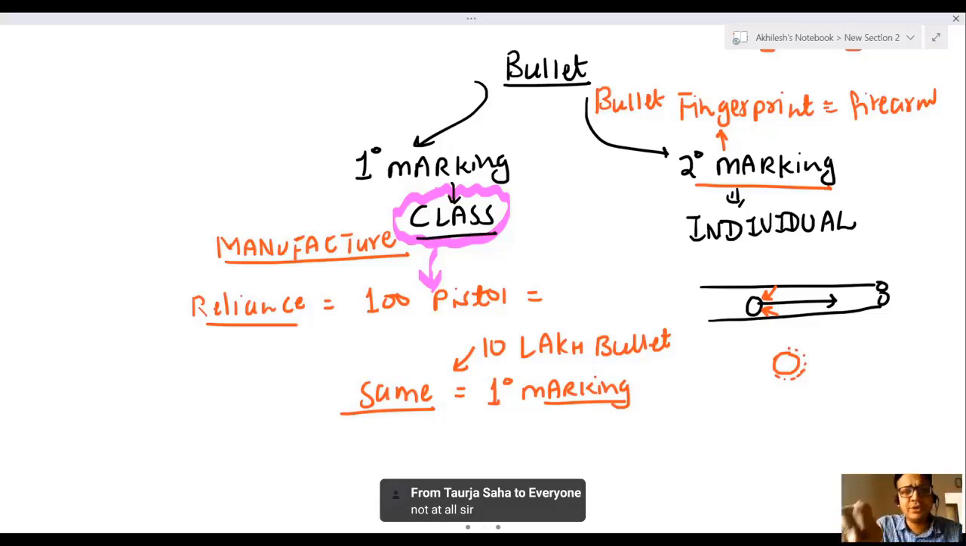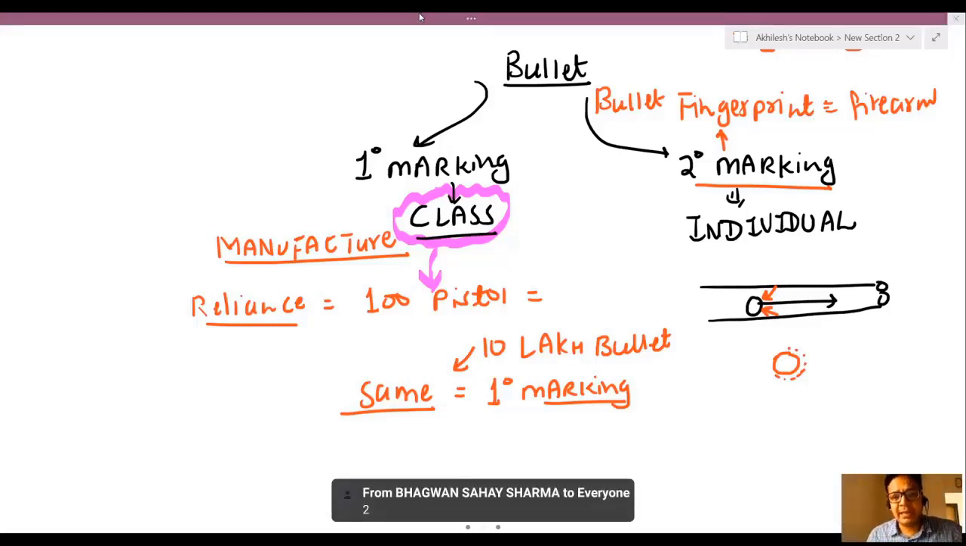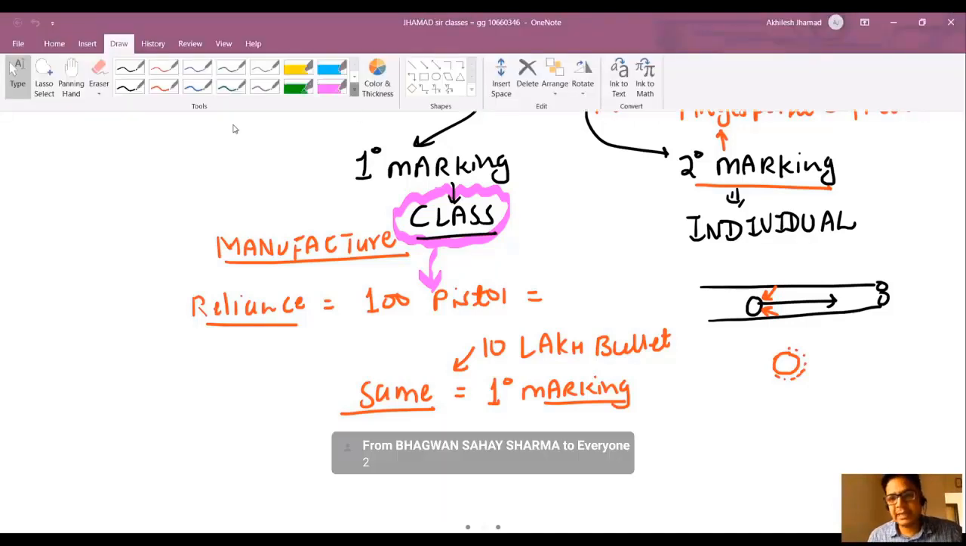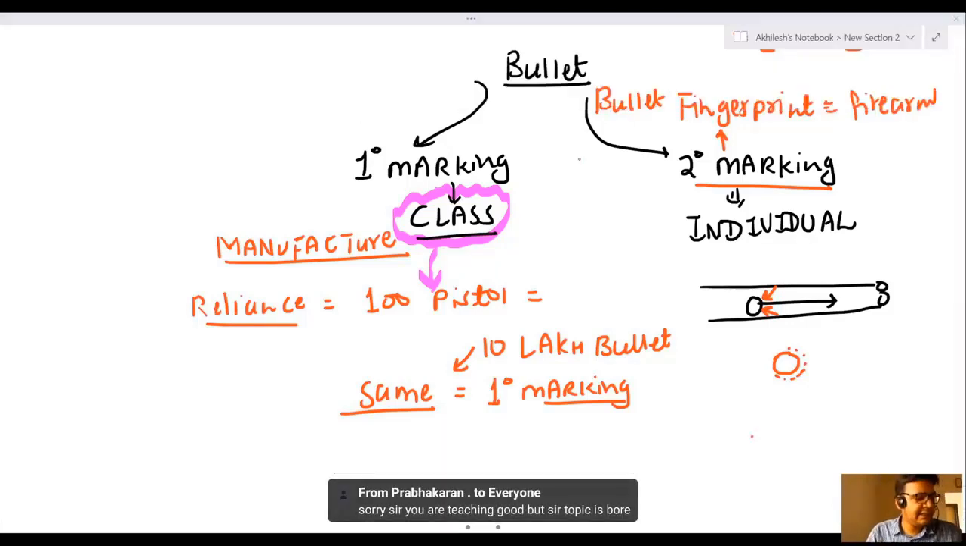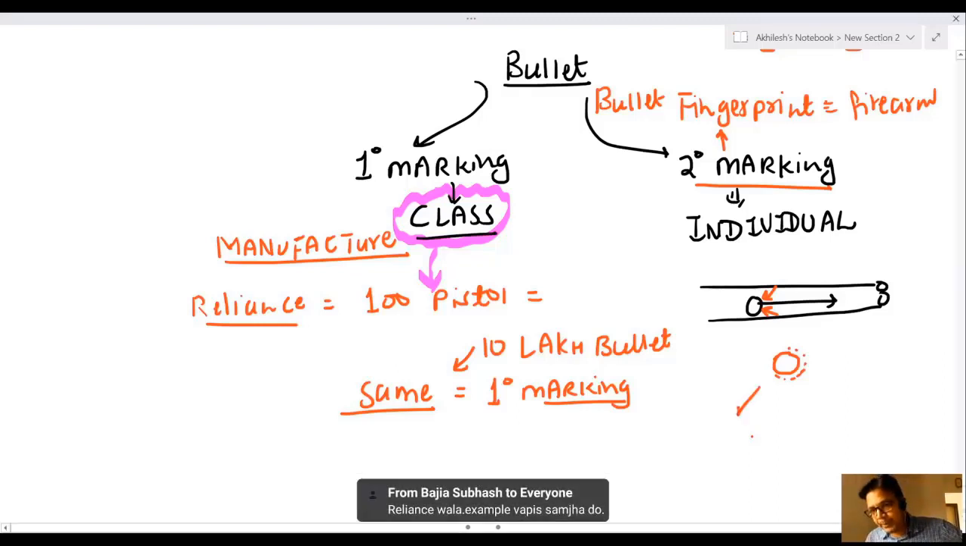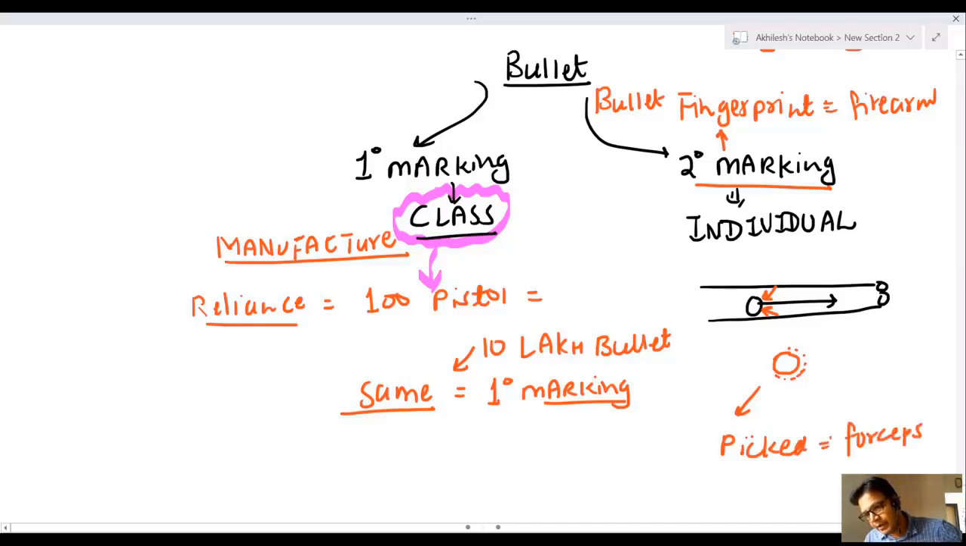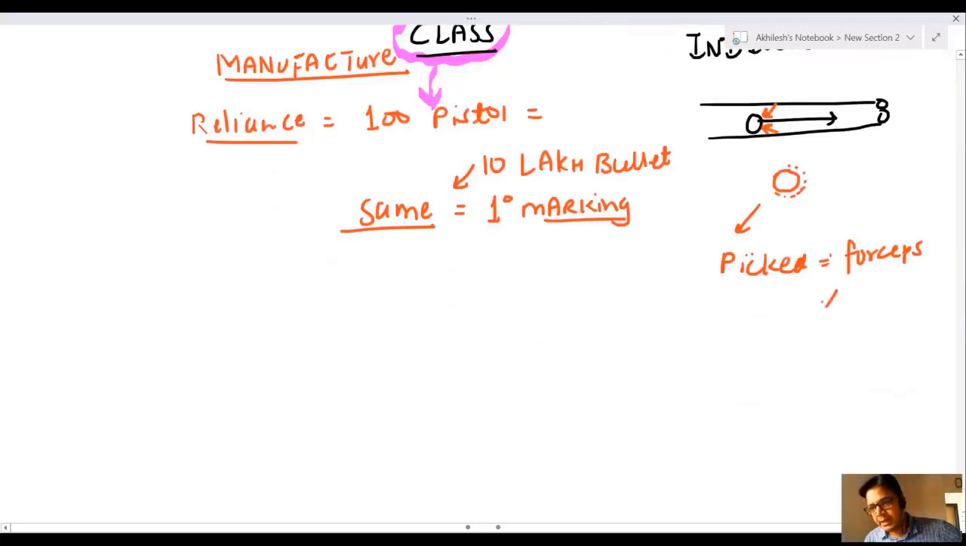It is a secondary marking. Now, Dr. Sir, I'm putting a question in front of you. Is the bullet fingerprint an example of primary marking or secondary marking? Secondary marking. Another question: this is a bullet. If you pick this bullet with an instrument like forceps, the forceps produces marking on the bullet. This is also a secondary marking.